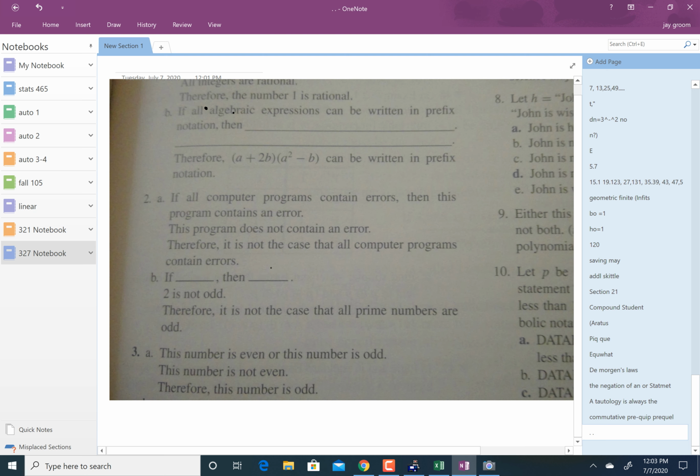I see what they wanted to say. They're looking at odd numbers. Here we go. So if a number is prime, so it's clearly about prime numbers, you see that, and odd numbers. If a number is prime, then the number is odd. Okay. So 2 is not odd. Therefore, it is not the case that all prime numbers are odd. That's what they wanted you to do, just fill in the blank on that one.